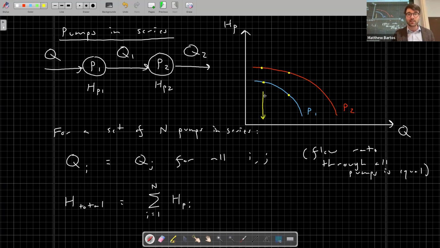And let's say this distance here is A. This distance here is B. You just add these distances together here. So we add A here, we add B here. And the pump curve for the two pumps operating in series will look something like this. And remember that because the flow rate going through each pump is the same, it's only defined over their shared range of discharges.